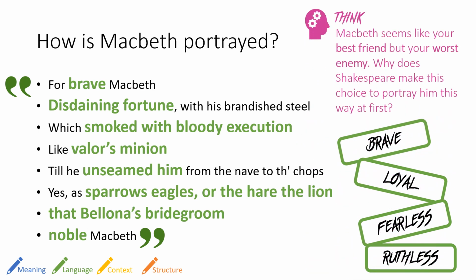Just think for a minute. If you know the rest of the play, right now Macbeth is your best friend here, but your worst enemy. Why do we think that Shakespeare sets up the play so the audience has this image of Macbeth, especially knowing what happens later in the play? Have a think about that and check out the next video for your next scene.